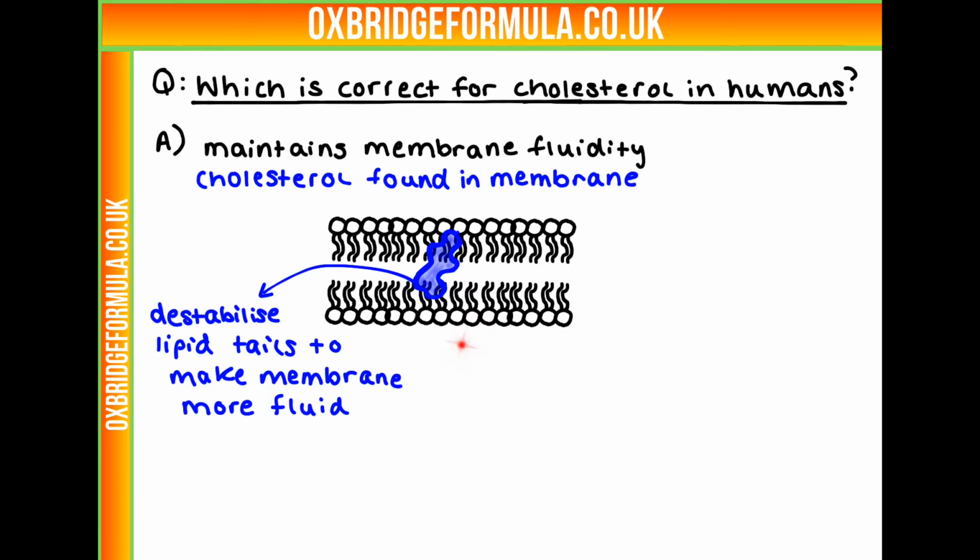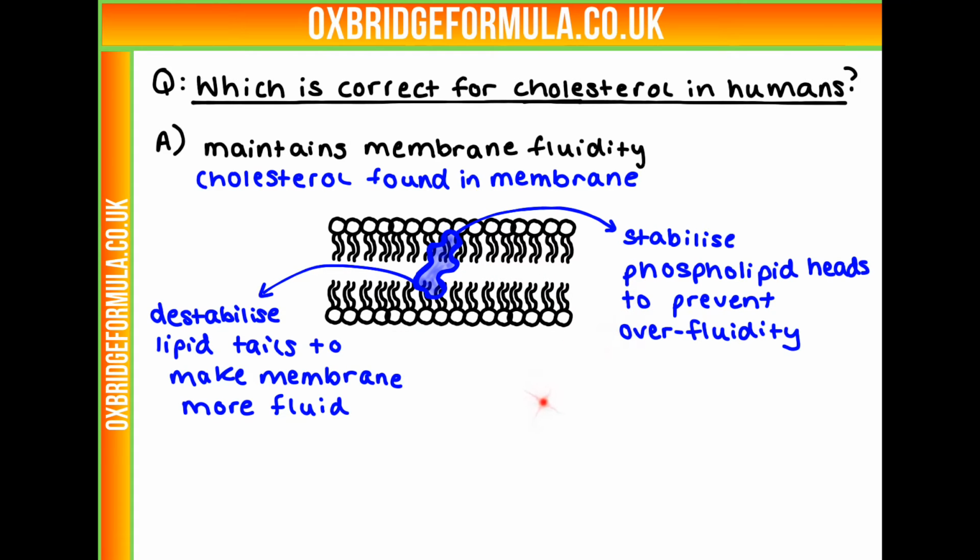Well, yes, it does. It can destabilize our lipid tails here to make the membrane more fluid. If, say, the cell gets really cold, we need the membrane to be more fluid. And it can also stabilize the phospholipid heads at the top to prevent it being overfluid. So if it's too hot and all these things are moving around a lot, it can stabilize these to make things less fluid. So it does maintain membrane fluidity. So our answer is A, but let's take a look at the other statements to see why they're incorrect.